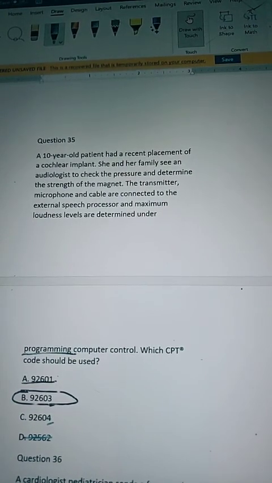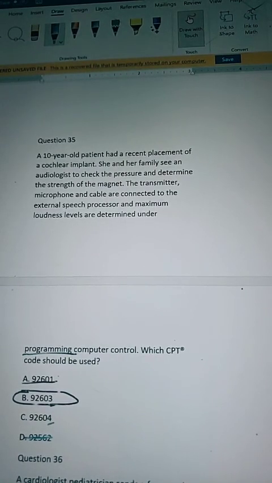Using the exams, using ebooks during your CPC exam, is that what she's asking?